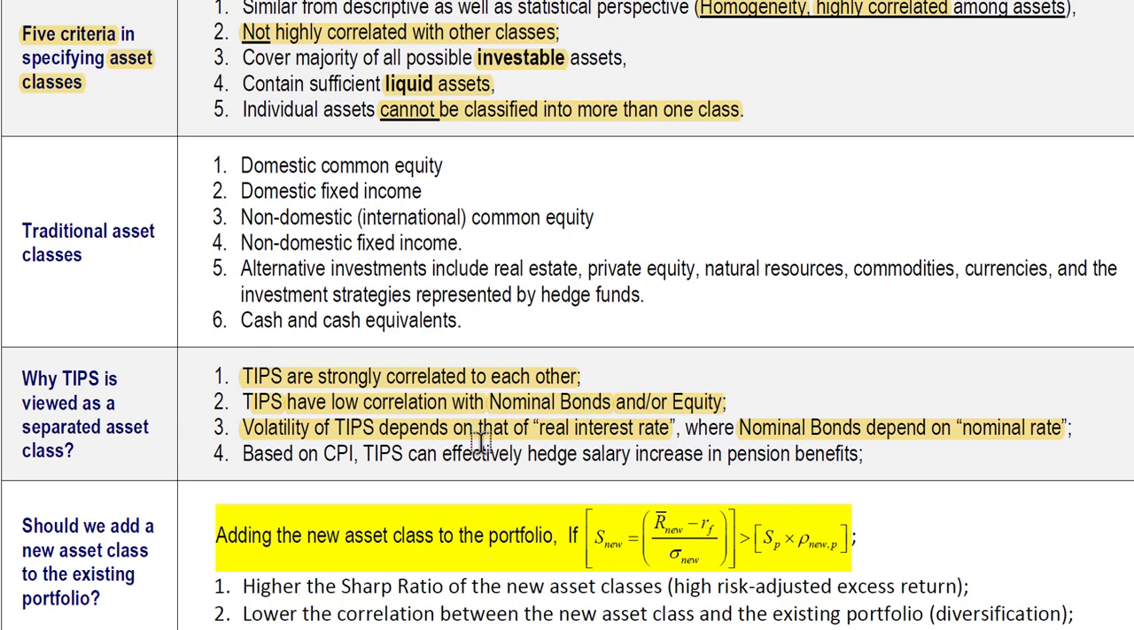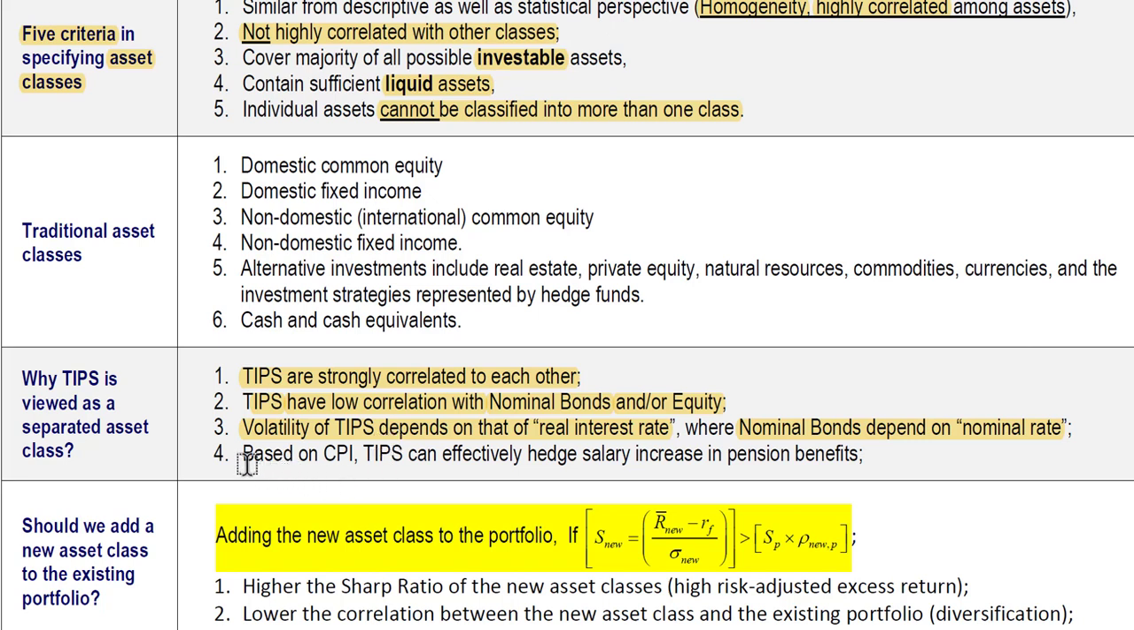Another advantage or characteristic I did not really specify here, but just mention: TIPS is a liquid asset, because TIPS has a really well functioning dealers market. So TIPS is a very liquid asset. That's another good advantage of using TIPS as an asset class.